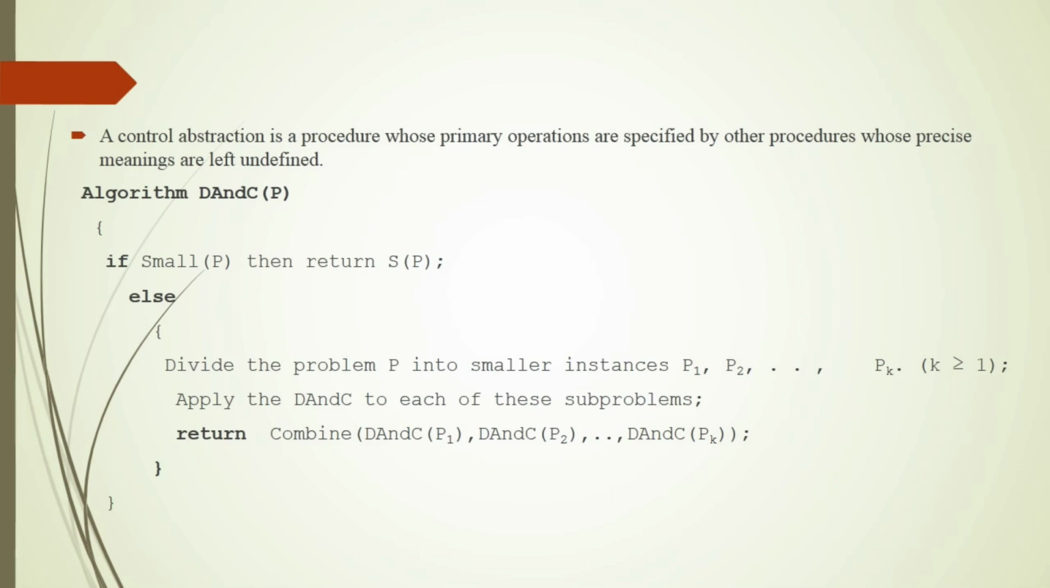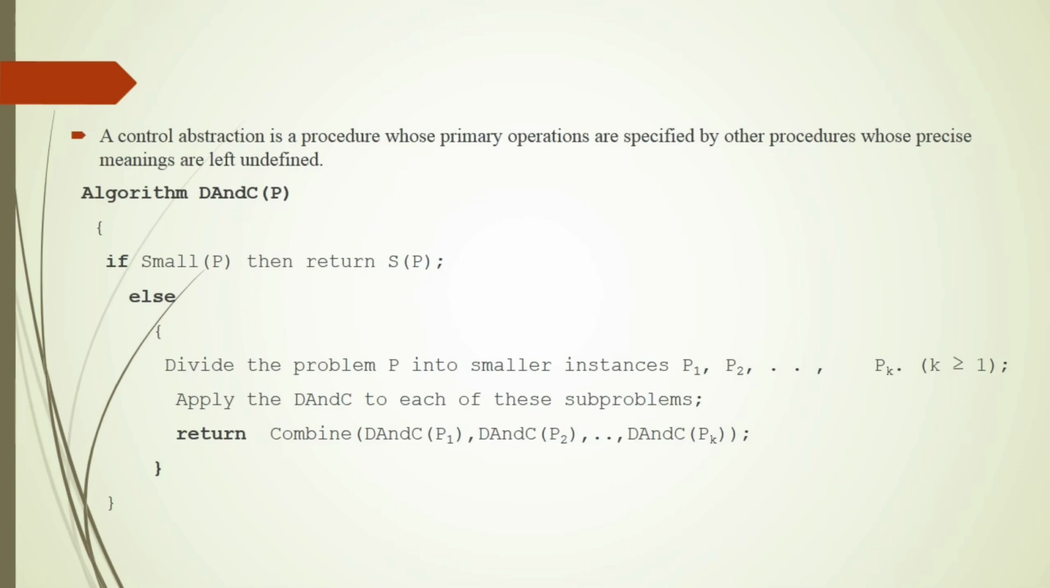If small(P), that means the problem P is small enough to be solved, whose input size is small, then you directly return a solution to the small problem, which is represented as S(P). If not, that means the problem P has a size which can be subdivided, then we divide the problem P into smaller instances P1, P2, etc., till Pk, where k is any value greater than or equal to 1.